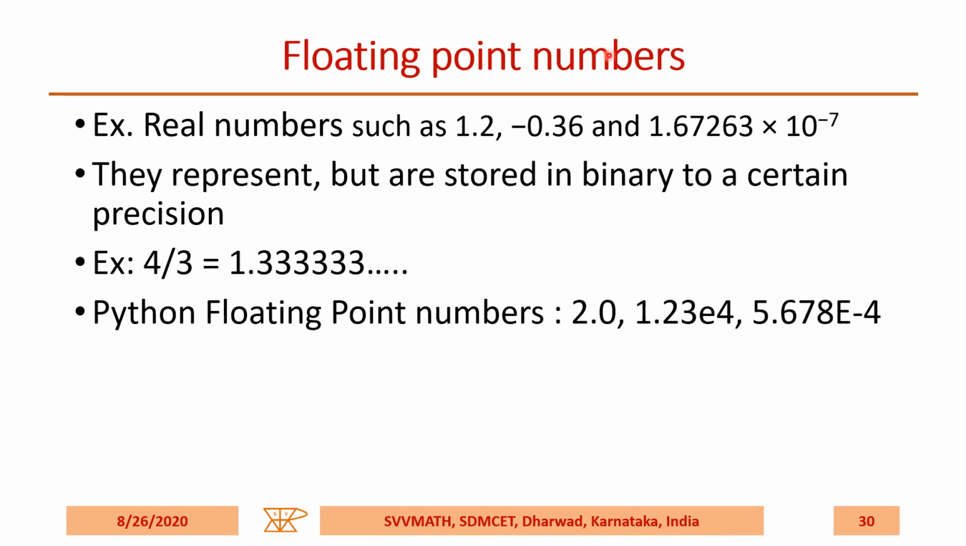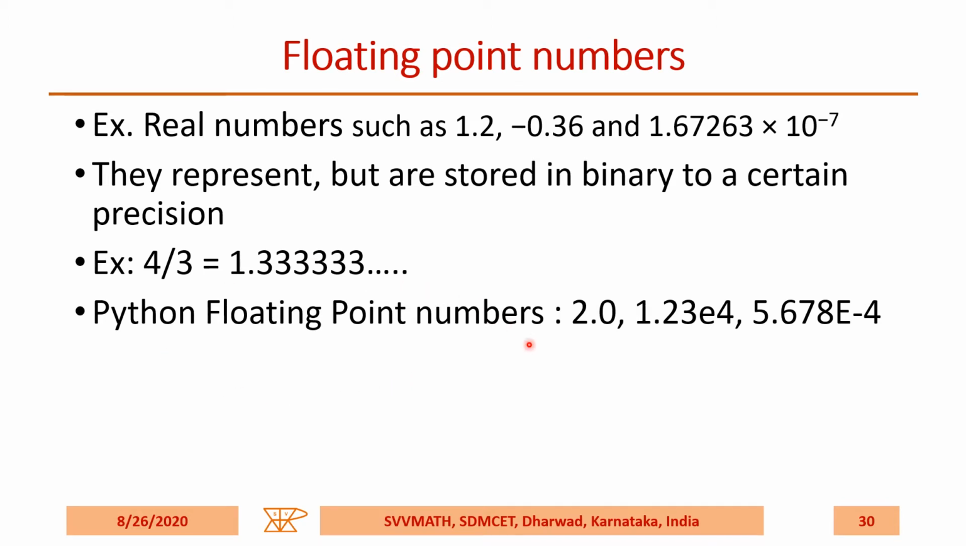Floating point numbers. These are real numbers such as 1.2, minus 0.36, and 1.67263 times 10 raised to minus 7. They represent real numbers but are stored in binary to a certain precision. This is very important, one line you have to understand. For example, 4 by 3, you will get 1.33333, there is no end, infinity. You may get this sometimes in some of the cases.